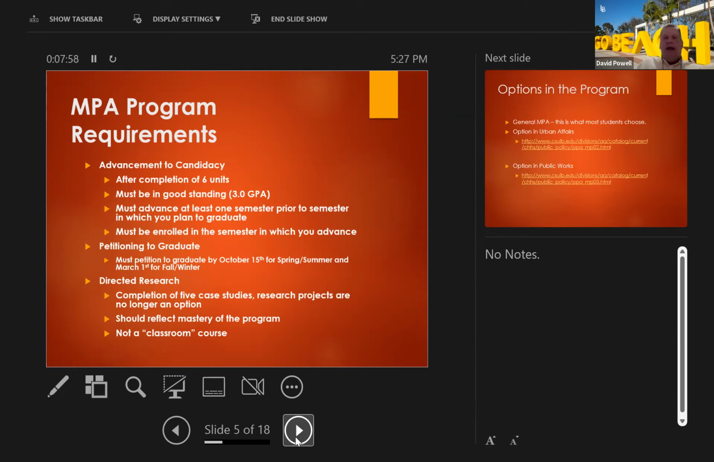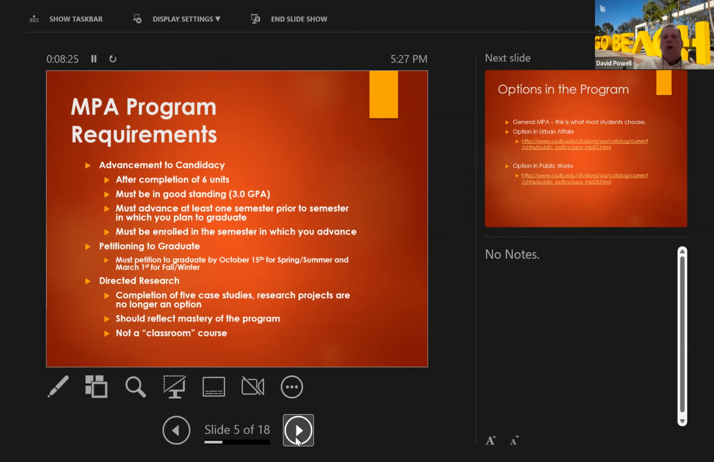You must advance to candidacy at least 1 semester before the semester in which you plan to graduate. That's important. So don't wait until your graduation semester to advance to candidacy. In fact, it's good practice to advance to candidacy as soon as you can. So as soon as you have those 6 units done, that's when you should advance to candidacy.